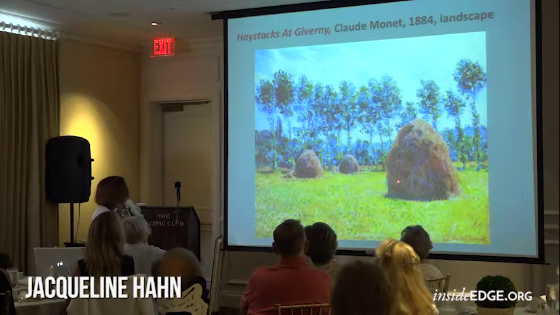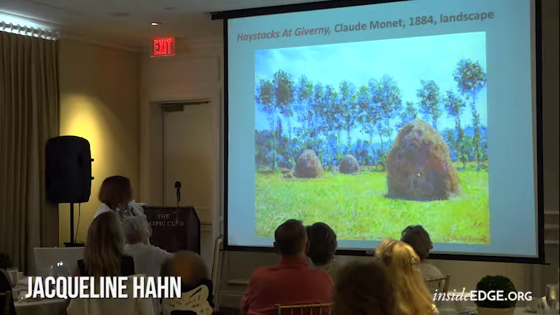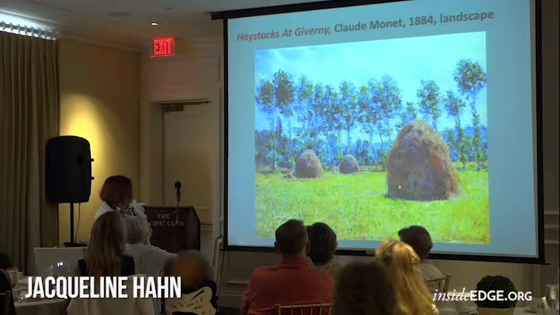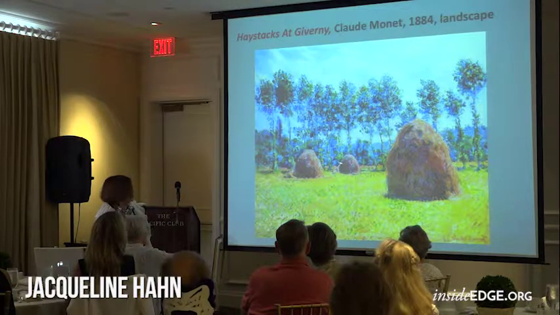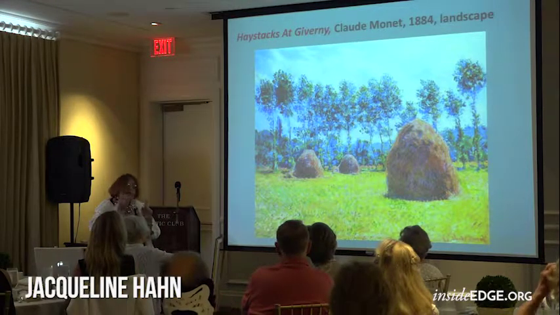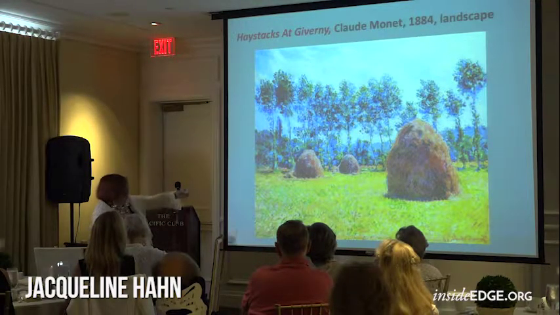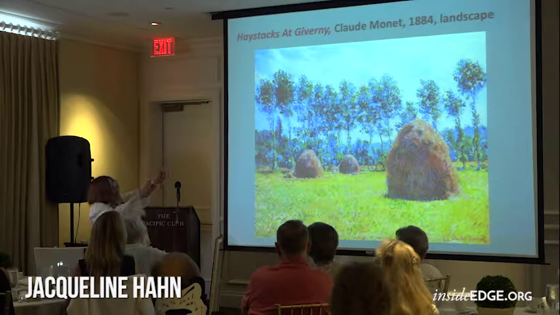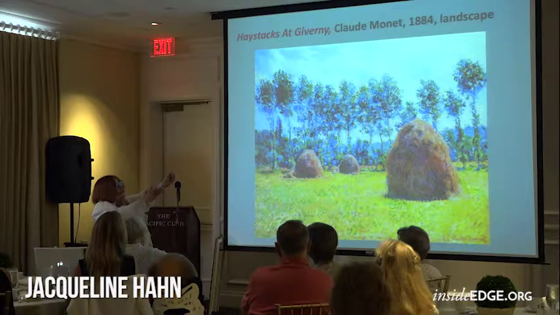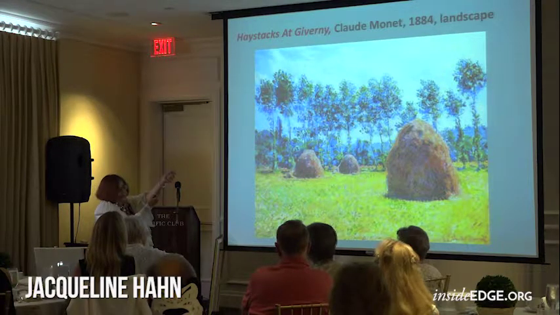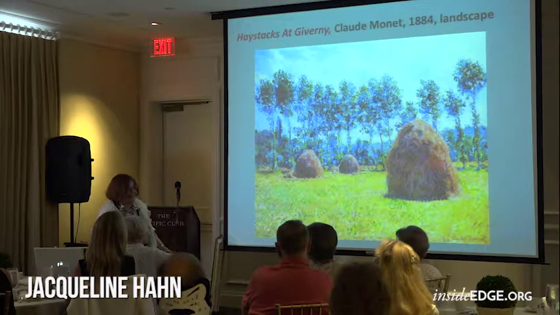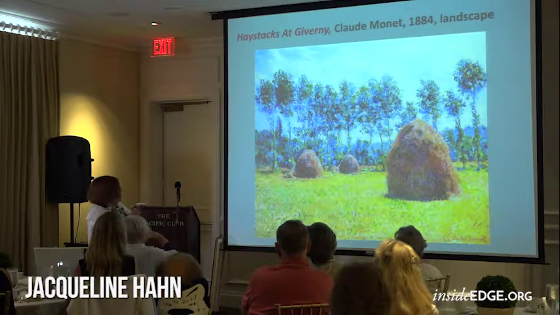So these haystacks by Claude Monet, landscape, you see how he did it with the dark and light, dark and light and dark and light. It's the dark and light that makes the volume of the art. When you see your hand here, there's light here and there's dark here. And if you put light and dark, it becomes voluminous, a volume. Otherwise, it's all flat.